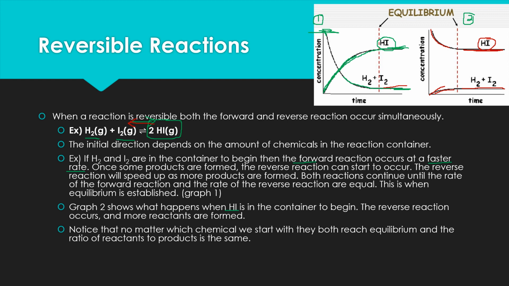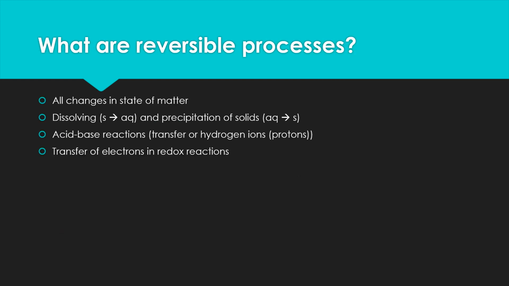So we create this balance point where we're going to have more of one chemical than another, more reactants or more products, and we reach our equilibrium. Okay, so let's talk a little bit more about this process. So reversible processes, so things that can establish an equilibrium, are all changes in states of matter. We can go between solid, liquid, and gas and back and forth between all of those. Those are all reversible, very easy.